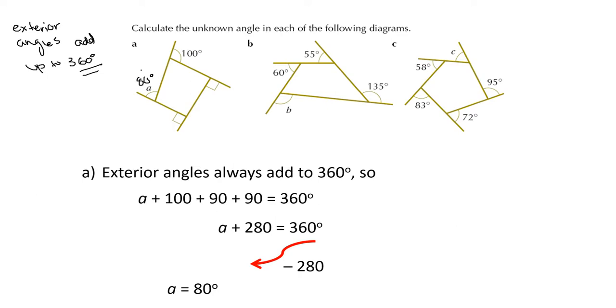So pause this video and have a go at B and C. Remember, all exterior angles added together equal 360, so it's quite a simple one to do.